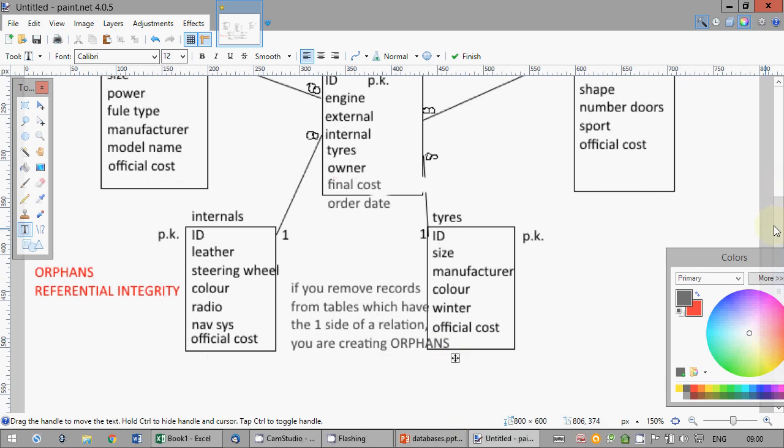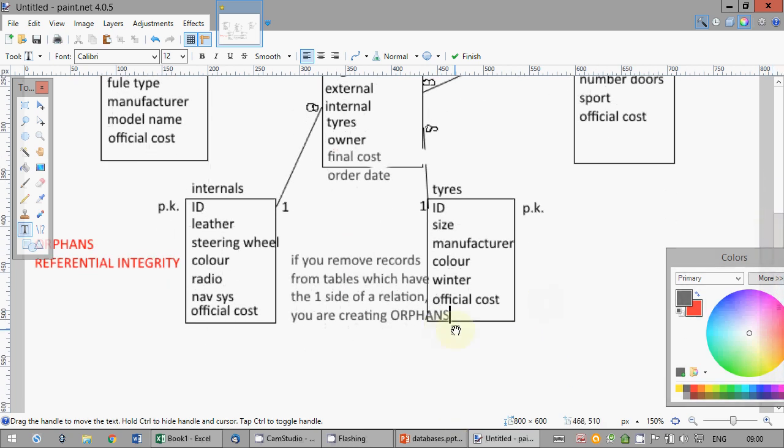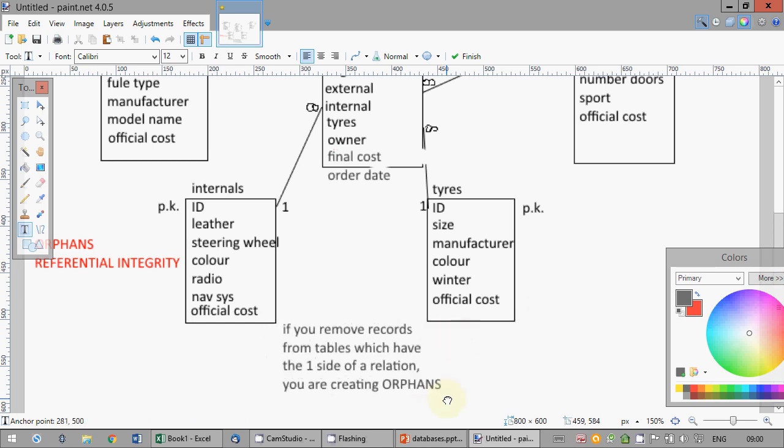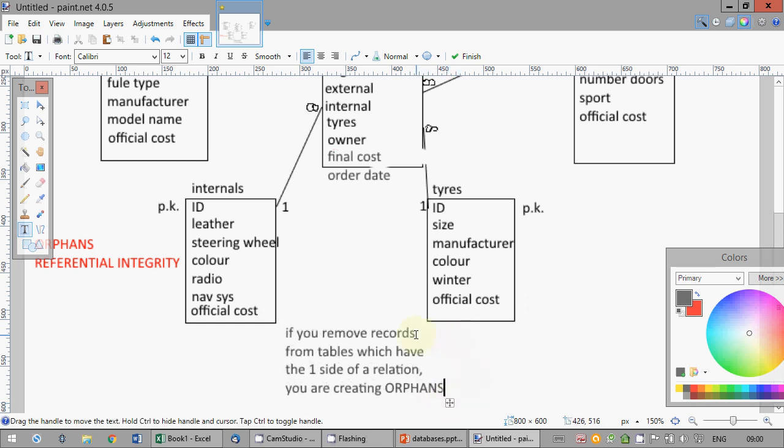I'm using this program as a whiteboard. Okay. So you cannot remove records from tables which have the one side. Okay. Several database programs, such as Access, will stop you and forbid you from doing this. Other programs, such as MySQL, will not care and will let you go on. So it depends on the program.